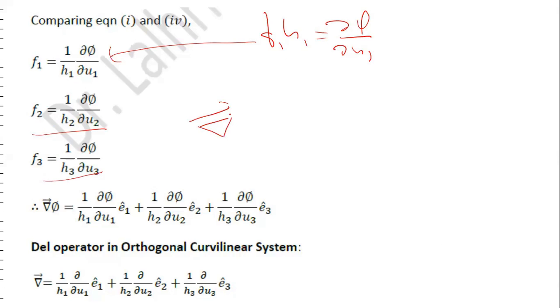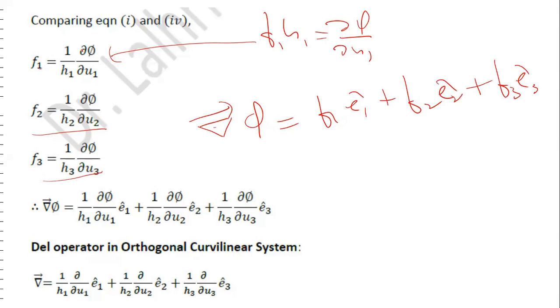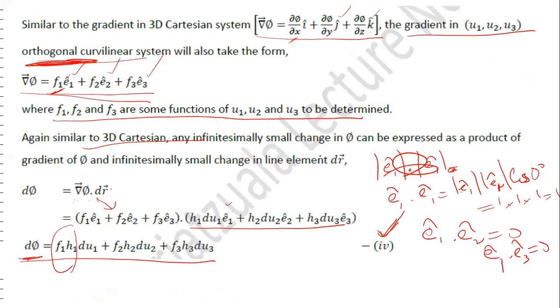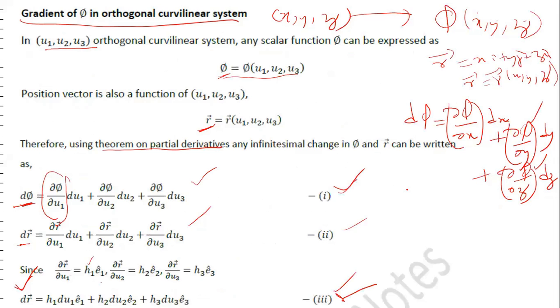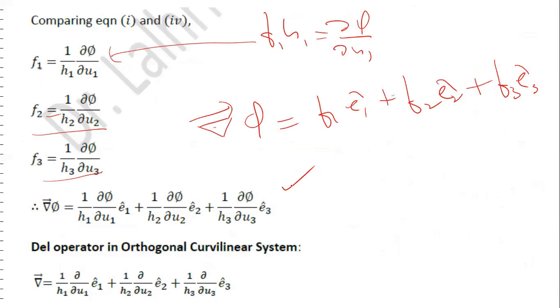If you remember, this was what we have assumed in 3D Cartesian system. Grad phi should have the form f1 e1 cap, f2 e2 cap, f3 e3 cap. This is what we have assumed. So you just substitute f1 here, f2 here, and f3 here. This is what you're going to get. I hope you understand this. You just substitute f1, f2, and f3 as we obtained by comparing equation number 4 and equation number 1. So this is your grad phi in orthogonal curvilinear coordinate system.